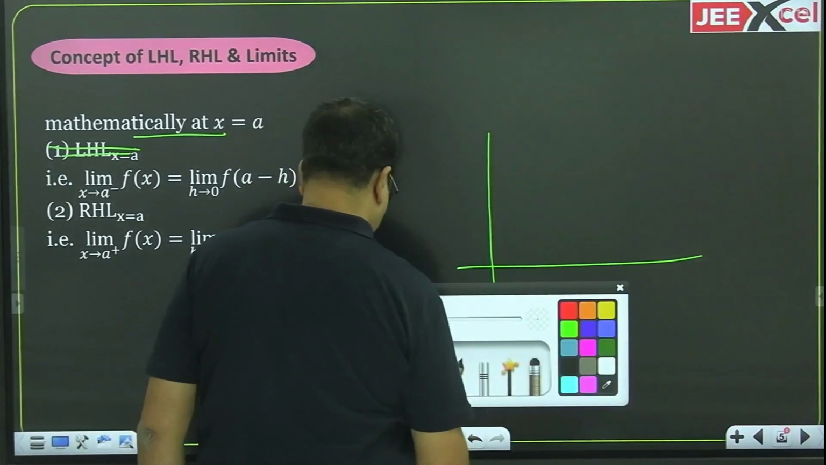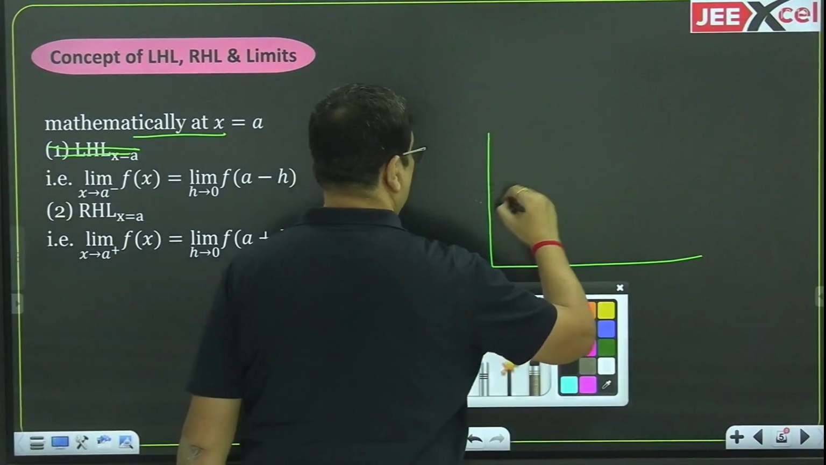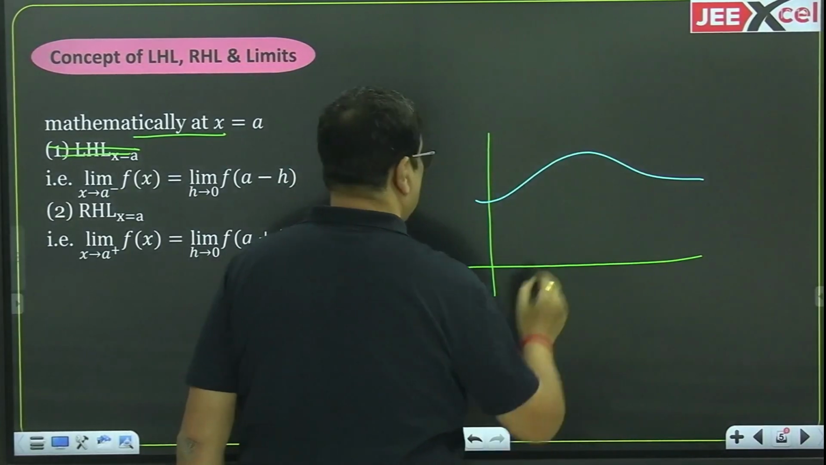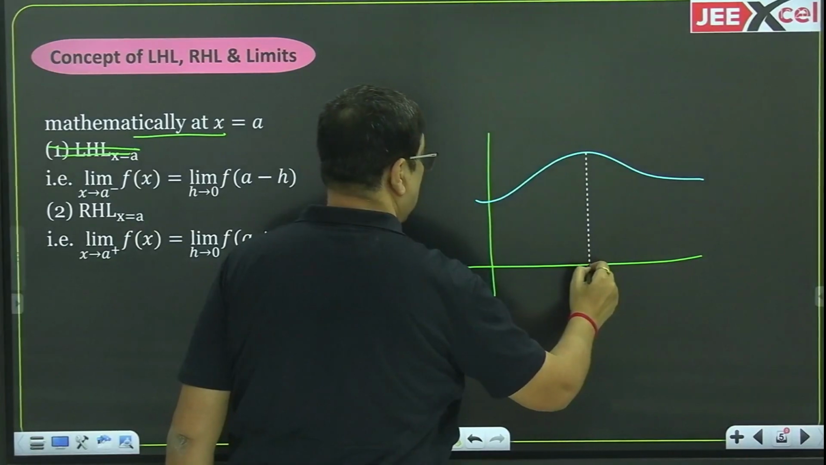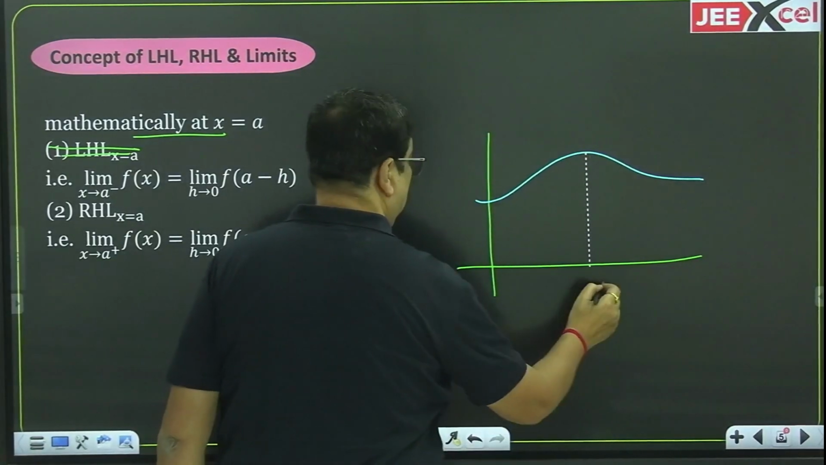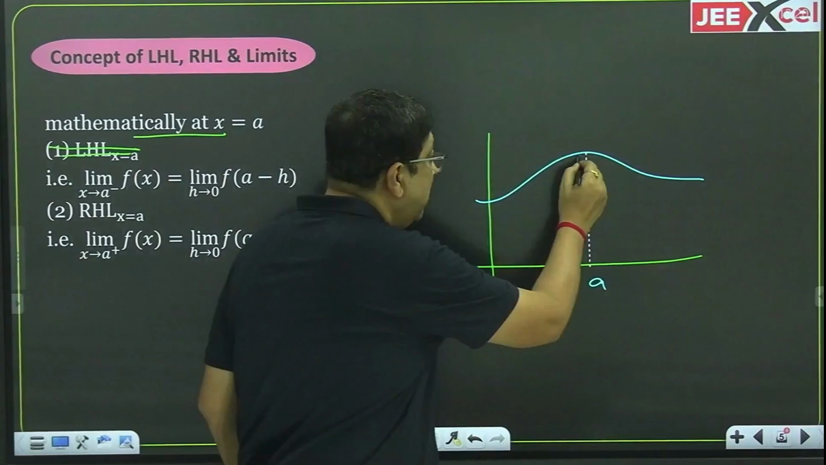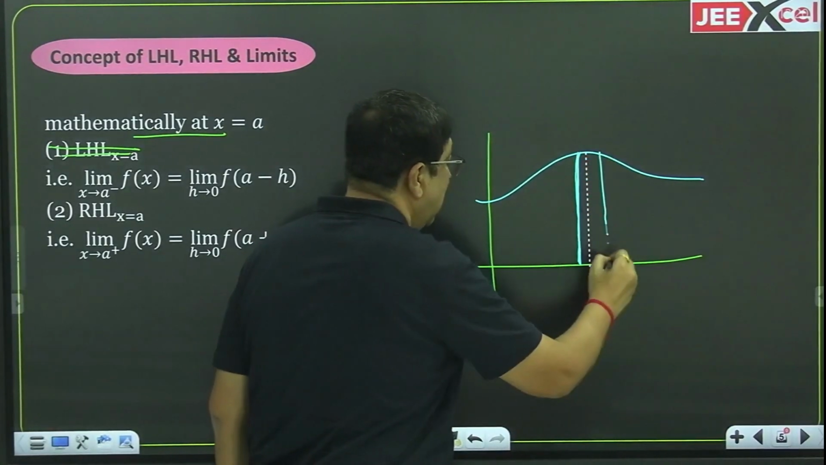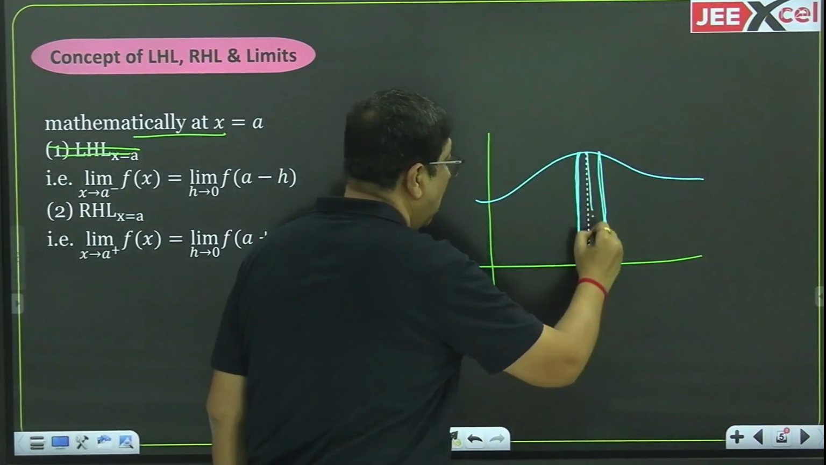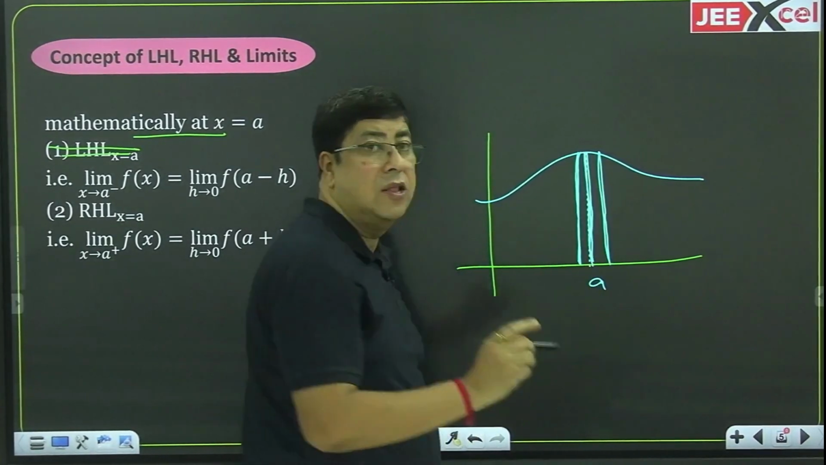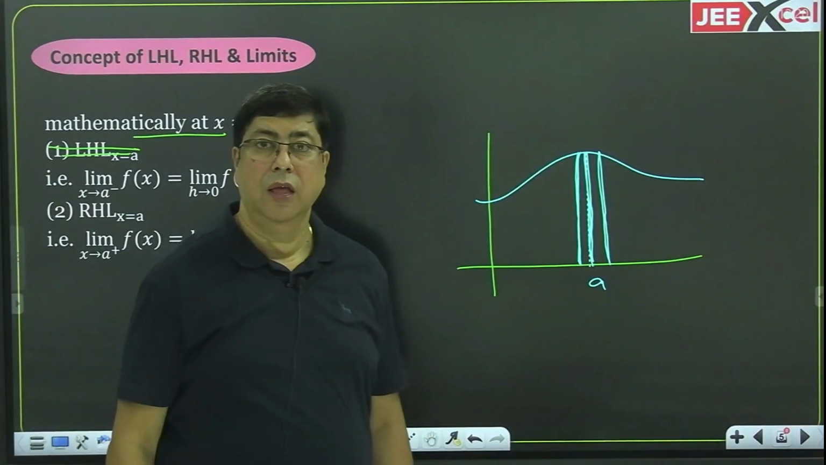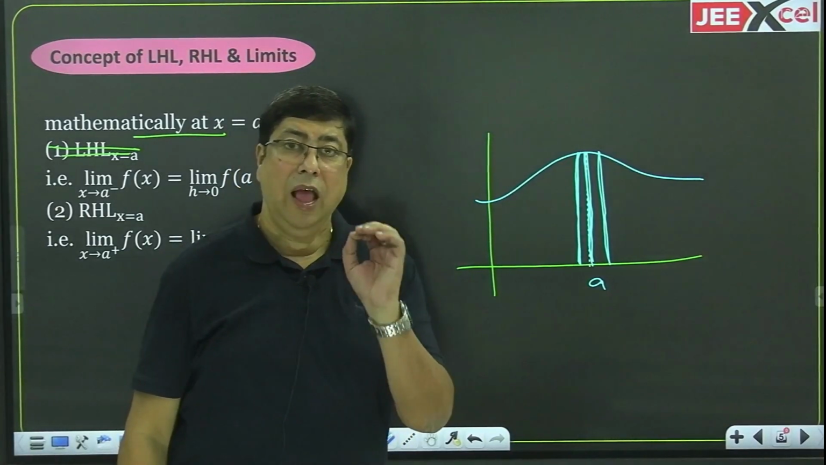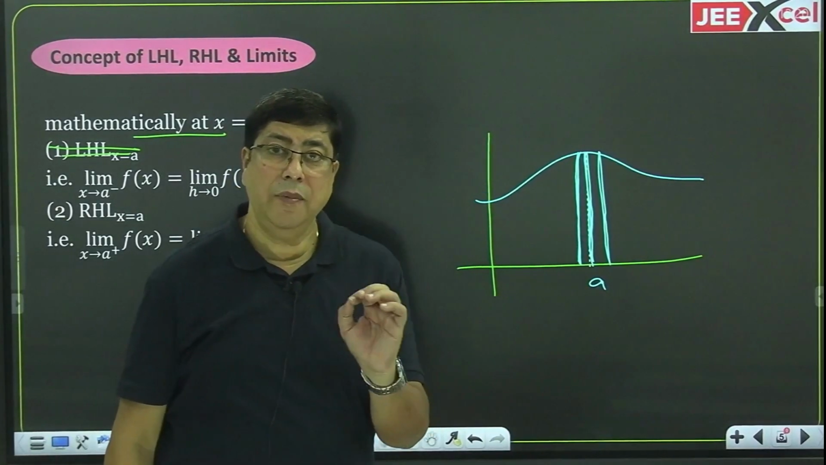This is the point a. This is the left hand limit, x tends to a minus, and this is the right hand limit. When the left hand limit, the right hand limit, and the value at x equal to a, all three values are the same, the function is continuous. The function is continuous at x equal to a when the left hand limit equals the right hand limit.